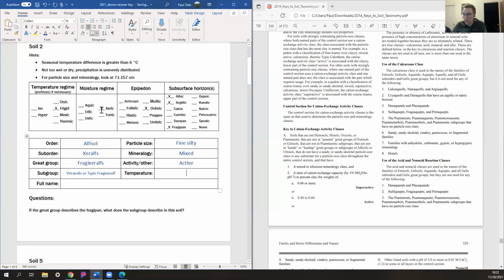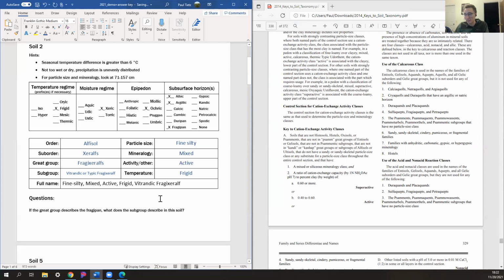All right, our temperature is easy because we did that right up here. Temperature is frigid. And we have just filled out the table. So our full name is going to be fine silty, mixed, active, frigid, Vitrandic or typic, your preference. I'm not really one to follow the rules of soil taxonomy in cases like these. I would say it's Vitrandic Fragixeralf.